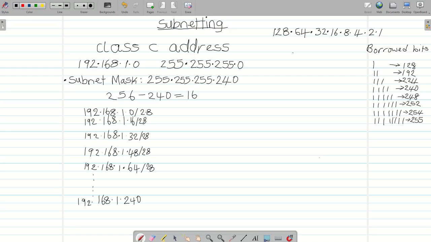But we can calculate the number of subnets we are supposed to get, which means 2 to the power of the number of borrowed bits will give us the number of subnets. Which means 2 to the power of 4 is equal to 16. So 16 subnets. Now hosts.